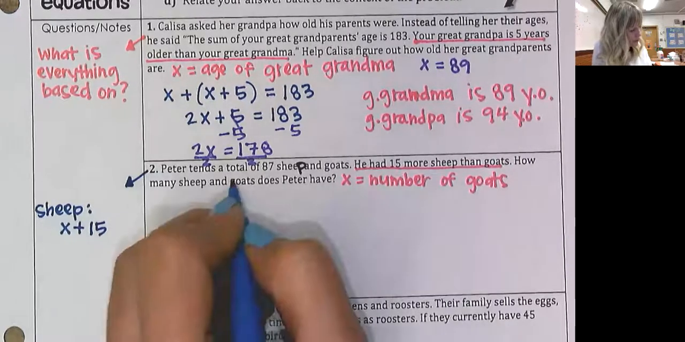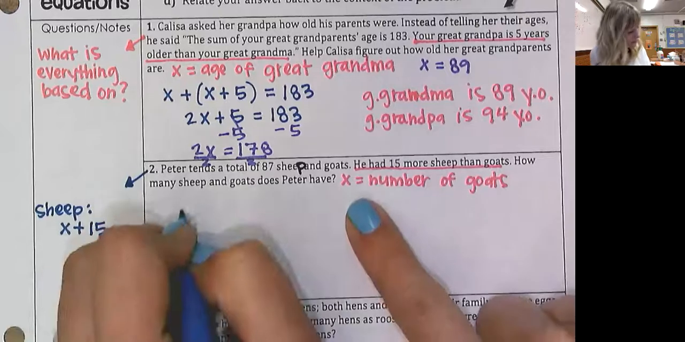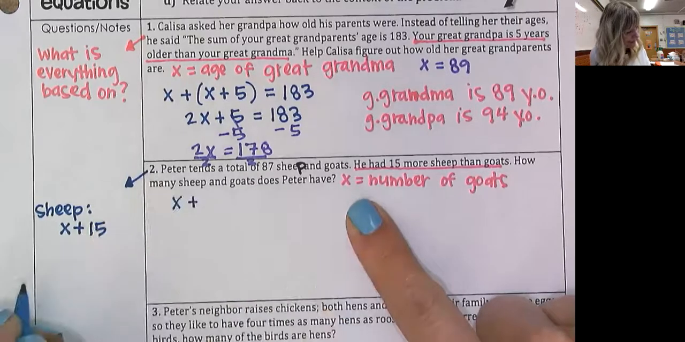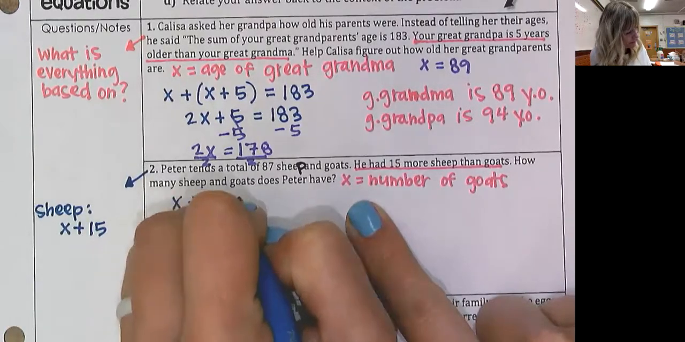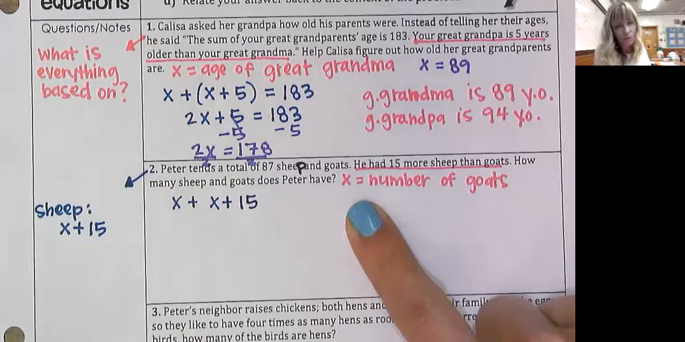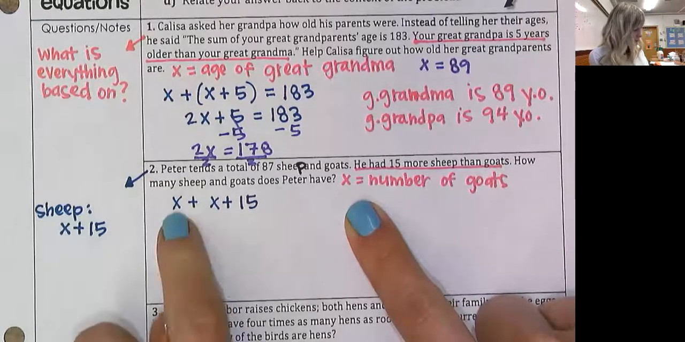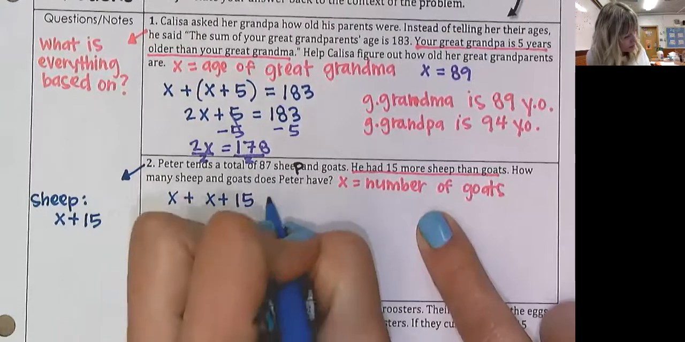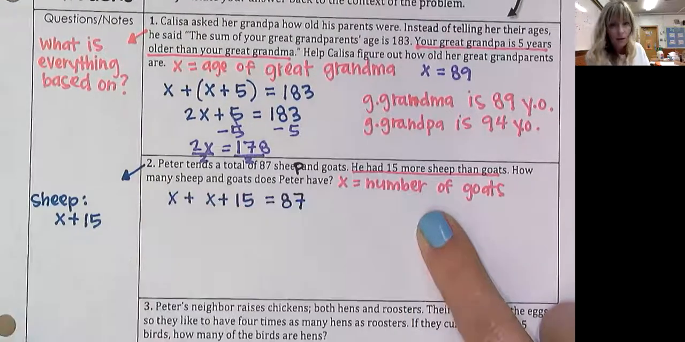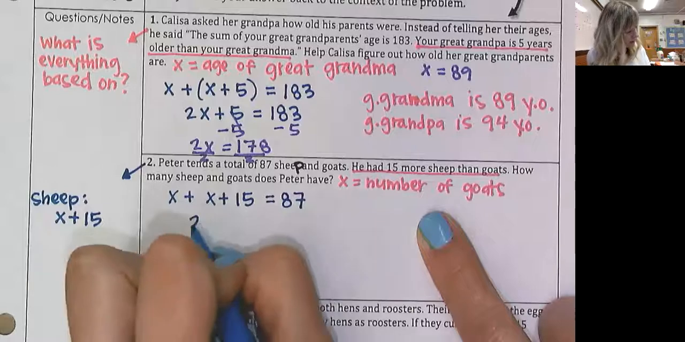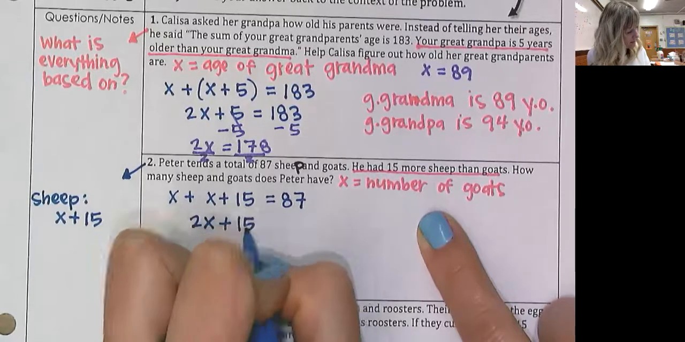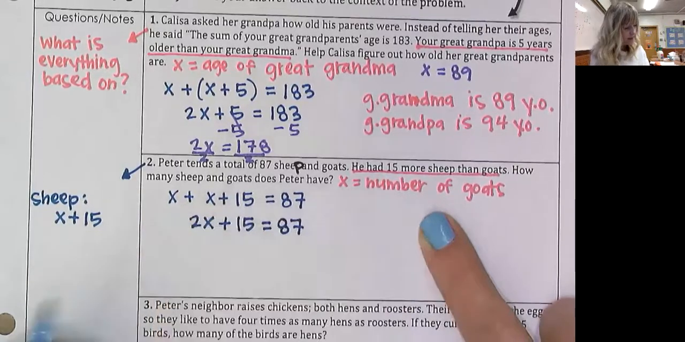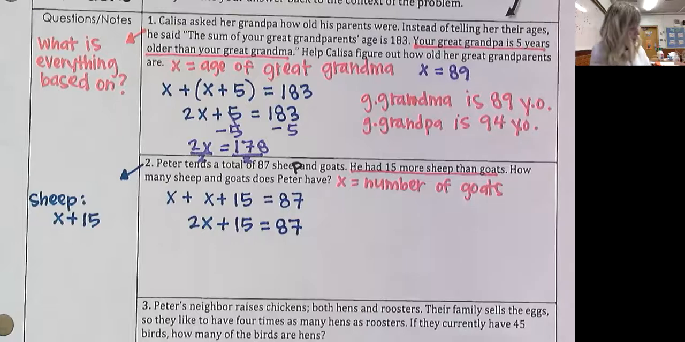So he has a total of 87 sheep and goats. So we're going to do goats plus sheep. And I'm not multiplying by anything, so I don't really need them in parentheses. But I want you to recognize that this is goats, this is sheep, 15 more than goats, is a total of 87. Okay, let's combine like terms. X plus X is 2X plus 15 equals 87. Now I'm ready to solve this thing.